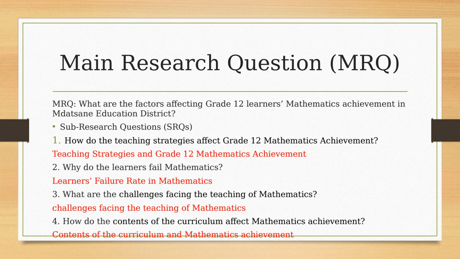Look at number 2. Why do the learners fail mathematics? The literature review there is learners' failure rate in mathematics. Look at number 3. What are the challenges facing the teaching of mathematics? The literature there is challenges facing the teaching of mathematics. And look at number 4. How does the content of the curriculum affect mathematics achievement? Then the literature review is content of the curriculum and mathematics achievement. So those 4 red colors answer question 3 of the assignment.